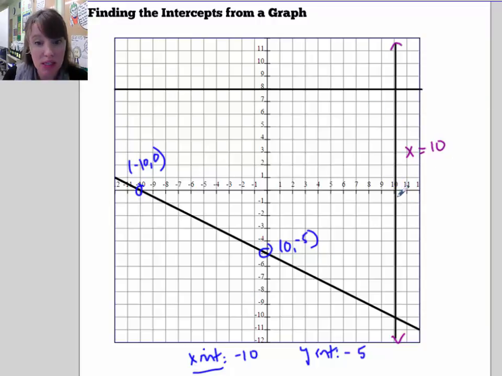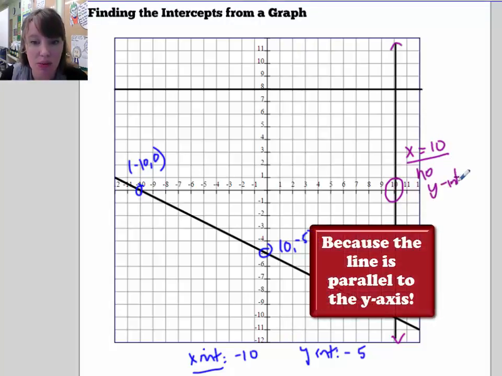Now, this line is the one exception to the rule that every line has an x and a y-intercept. Every diagonal line has an x and a y-intercept, but if you have a vertical line or horizontal line, then it will only have one or the other, but not both. So in our case, the x-intercept is 10 because x is equal to 10, and there's no y-intercept.